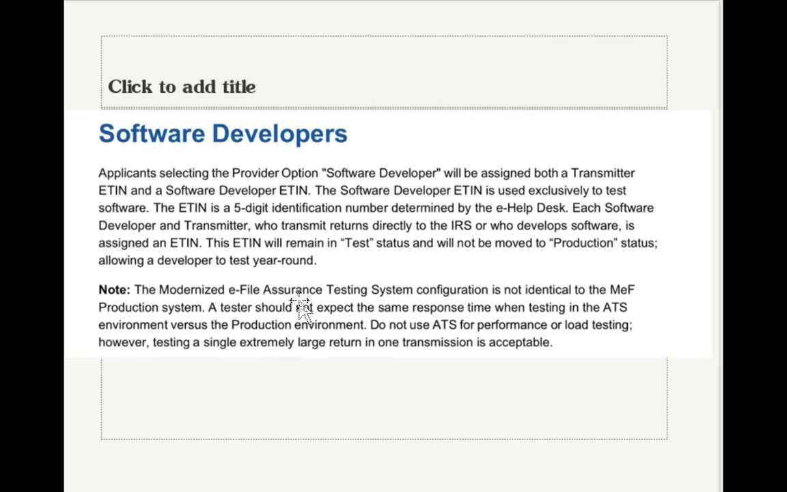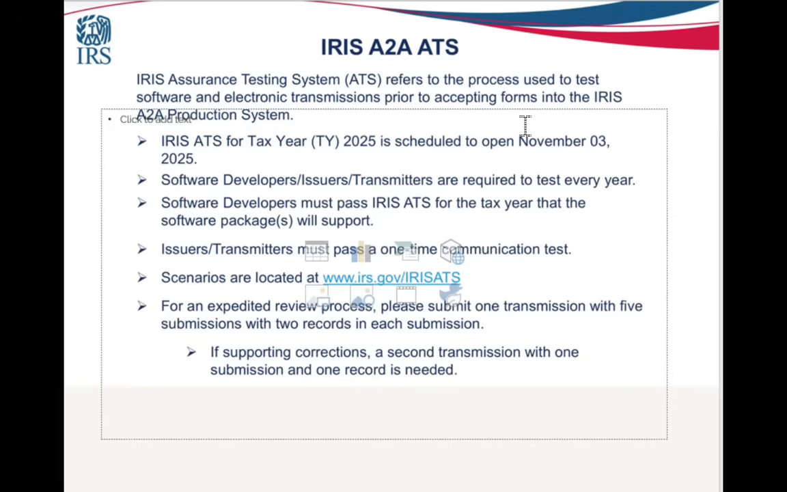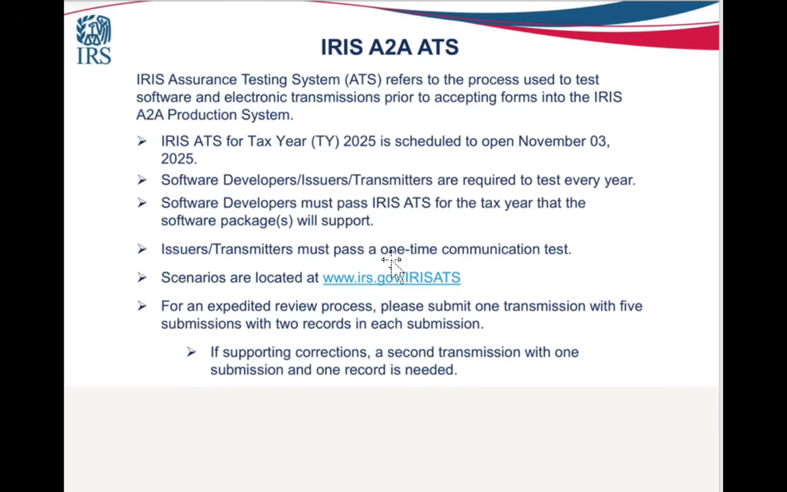So the ATS system, or the testing system configuration, is different from the production system. A tester should not expect the same response time when testing in the ATS environment versus the production environment. So assurance testing refers to the process of testing in which there is a window. Basically, that window opens in November. So if you are developing applications, you are required to test during that phase.